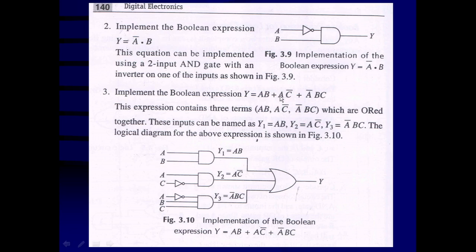Similarly, the third example is like this. The y is equal to ab plus ac bar plus a bar bc. So here the output y, which is a function of a, b and c three inputs, is having three terms. That means this is the AND function, this is also AND function, and this is also AND function, which is followed by three input OR gate. Output of this one is y1, output of this one is going to be y2, and output of this one is going to be y3. And that way we can represent that y is the output of the OR gate.